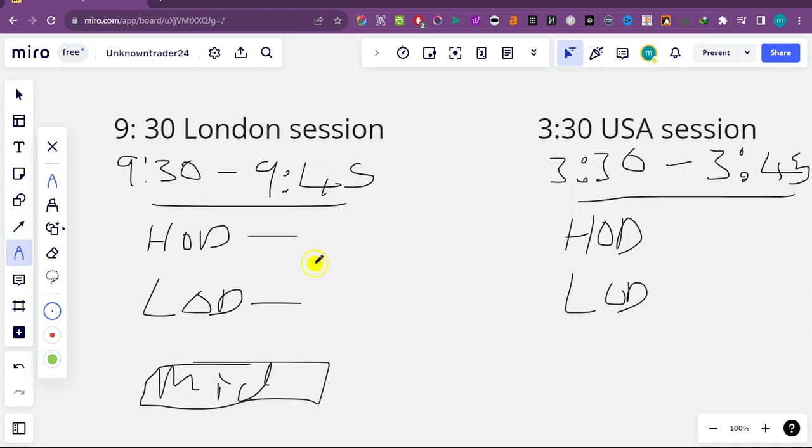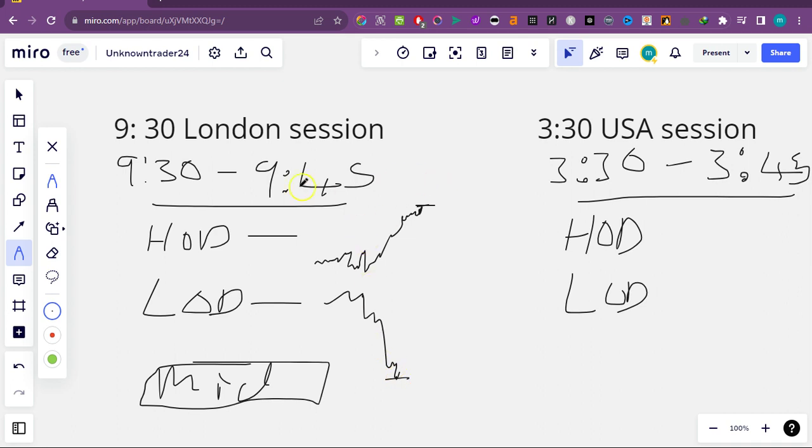Say for instance the market during the Asian session was consolidating, and then during the London session it just went up. If this candle appears here, this is the high of the current day. The same applies if this is flipped. Say Asia consolidated and then 9:30 opened here. This is the low of the current day.